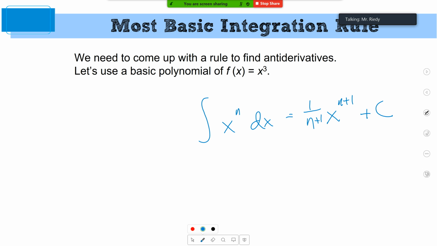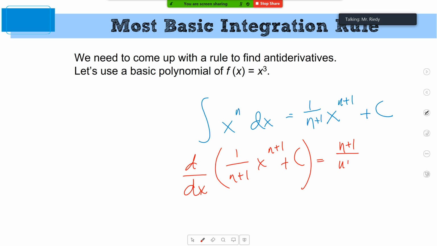Well, let's see. One thing we do know is our derivative rules. So the question is, what is the derivative of that? Well, the derivative rules are you bring the exponent down. So that would be n plus 1 over n plus 1. And reduce the exponent by 1. So n plus 1 minus 1 is n. And the derivative of c disappears. That's equal to 1, and sure enough, we get x to the nth. Well done. And I have that written out for you.